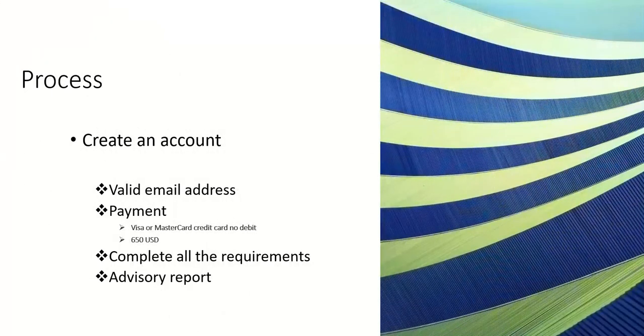Next slide will give us an overview of how the process works. Before you create an account, make sure that you have a valid email address and payment method. No debit. The main application will cost you 650 US dollars, and another 200 if you want to add a different or an additional nursing group or category. There is a specific time wherein you can change your preferred province, so make note of those times. Then you can go create an account.